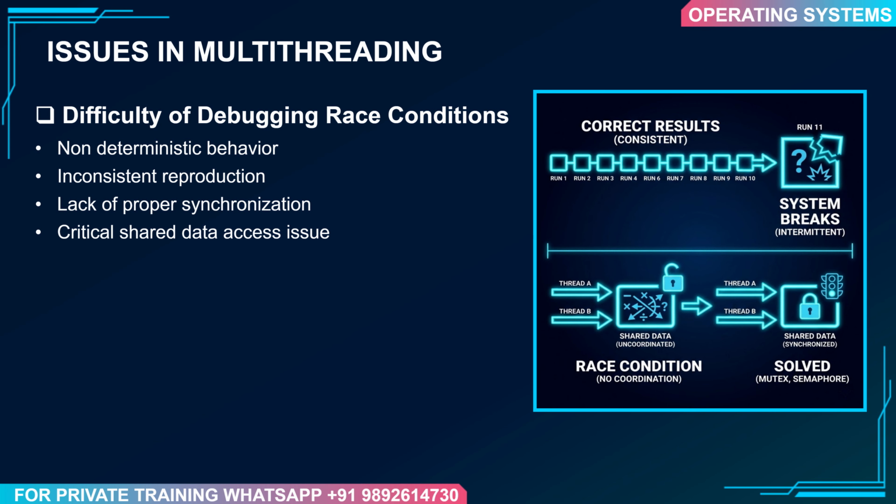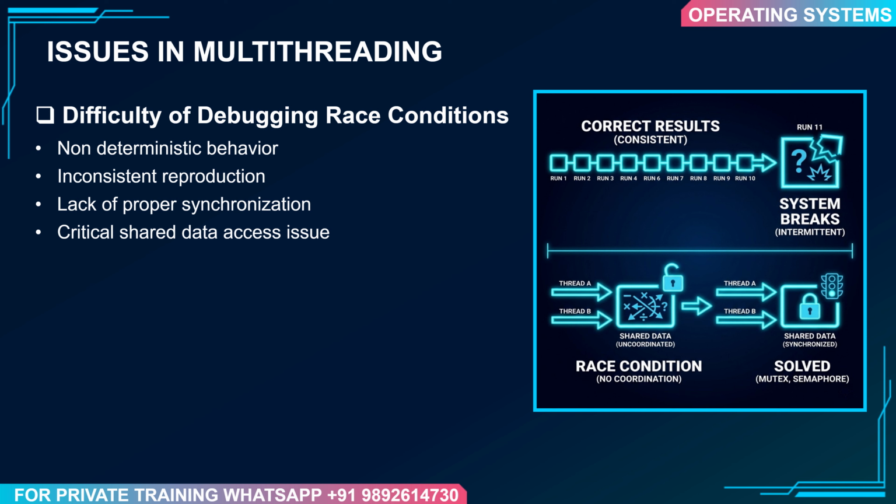The dangerous part about race conditions is that they do not always happen. You might run the same program 10 times and see correct results. And on the 11th run, something breaks. This makes race conditions very hard to debug. The root cause is that threads are not synchronized properly when accessing critical shared data.